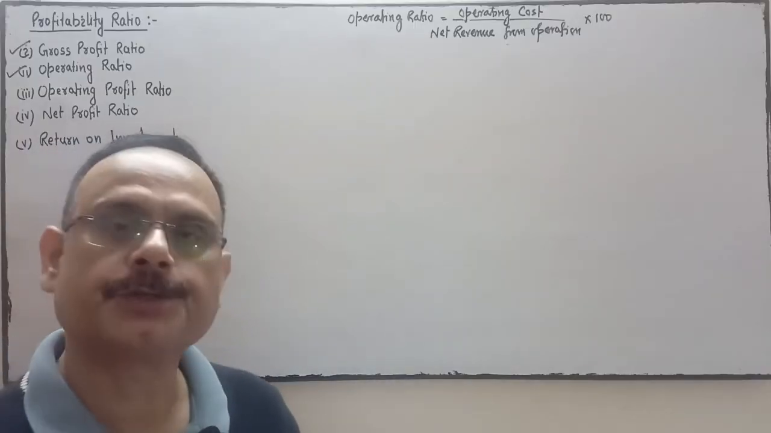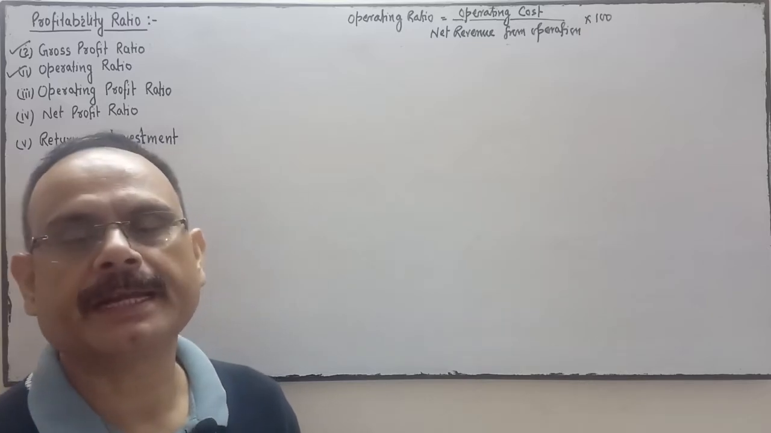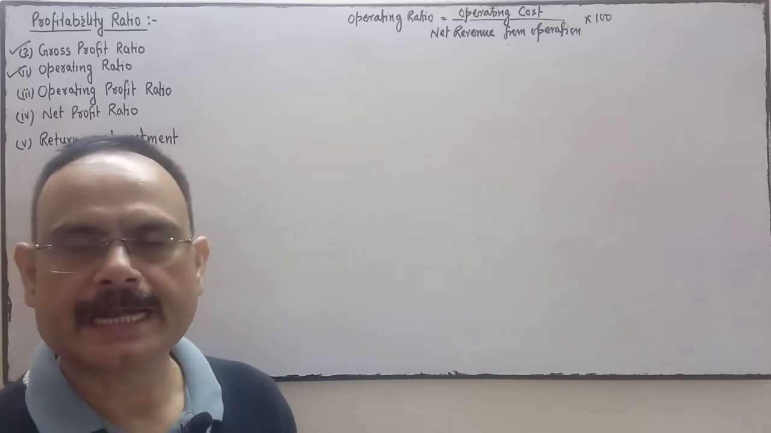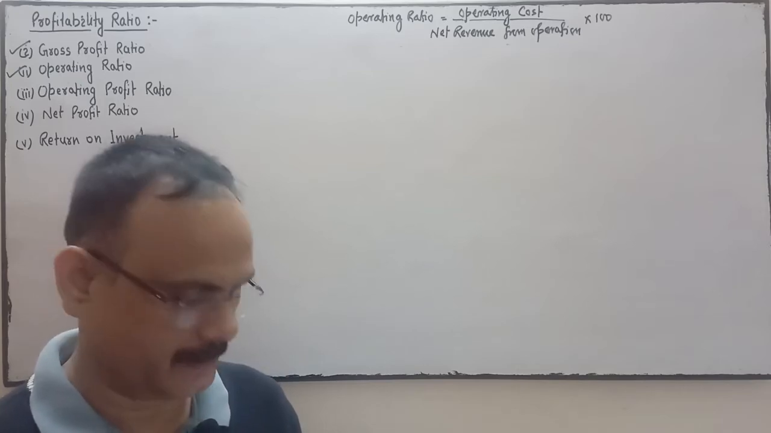Calculate operating ratio from the following information. Net revenue from operation is given. Net revenue from operation means what? Credit revenue from operation plus cash revenue from operation minus sales return.